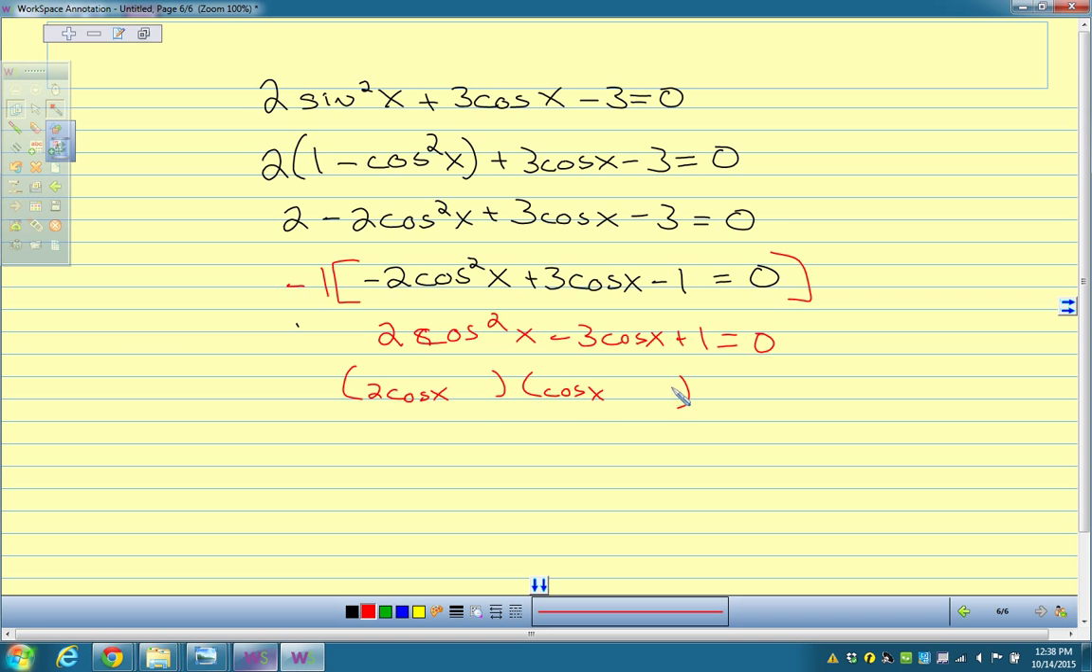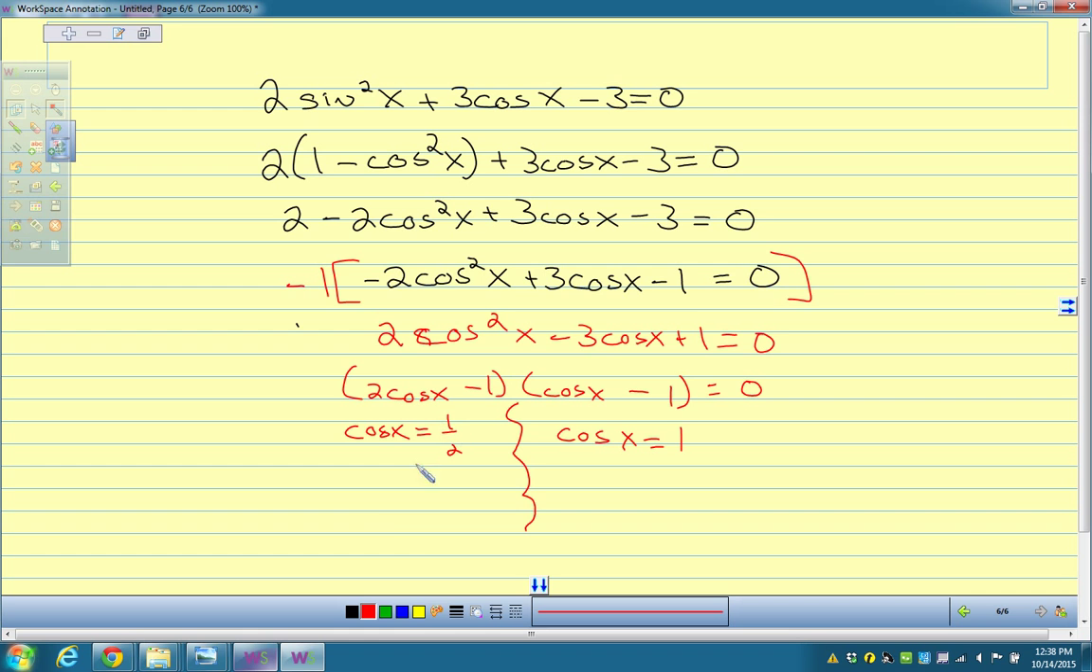And then you could factor that into 2 cosine x, what goes here? This has got to be a 1, that's got to be a 1, and I think they both have to be minus, right? Minus, minus, that works. And then you draw your little squiggly line, and it says either cosine x equals 1/2, or cosine x equals 1.